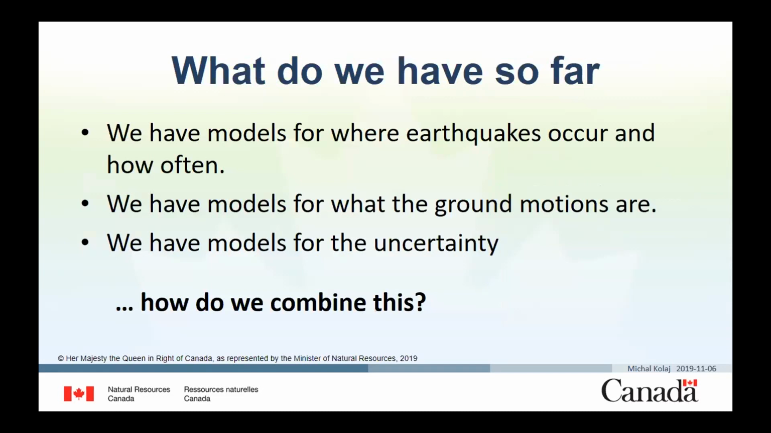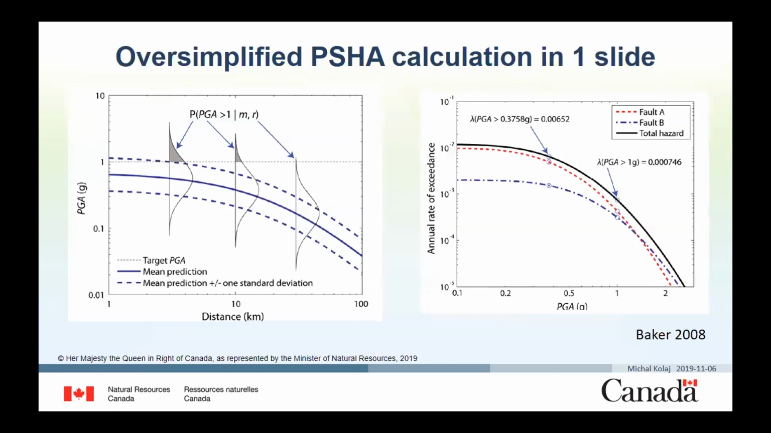So we have models for where earthquakes occur and how often. We have models for what the ground motions are, and we have models for uncertainty. And then there's a whole bunch of math that we do to combine this into a probabilistic framework so that we can solve for the probability of shaking or for the shaking corresponding to a certain probability. And this is what I call a very oversimplified calculation of PSHA, just one part of it.